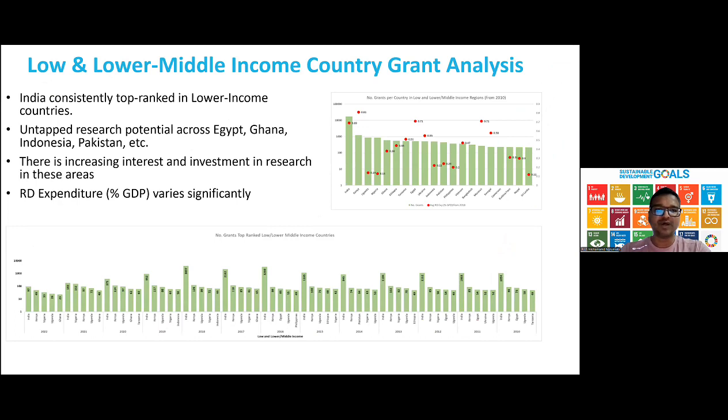So in terms of low and lower middle income countries, what we found is India consistently top ranked in lower income countries, and untapped research potential across Egypt, Ghana, Indonesia, Pakistan, and others. There is an increasing interest and investment in research in these areas. Research and development expenditure as a percentage of GDP varies significantly around the globe.